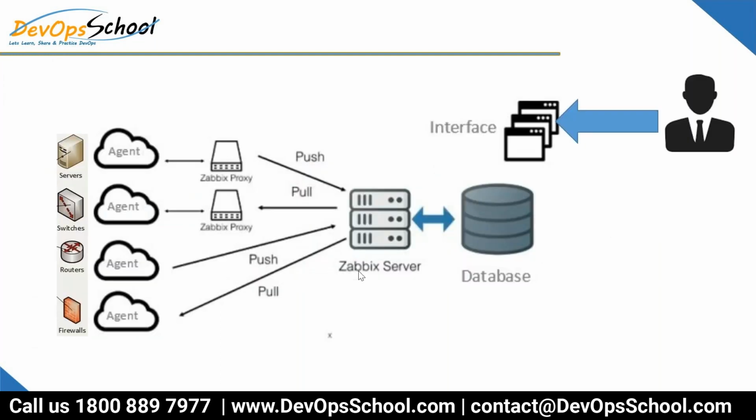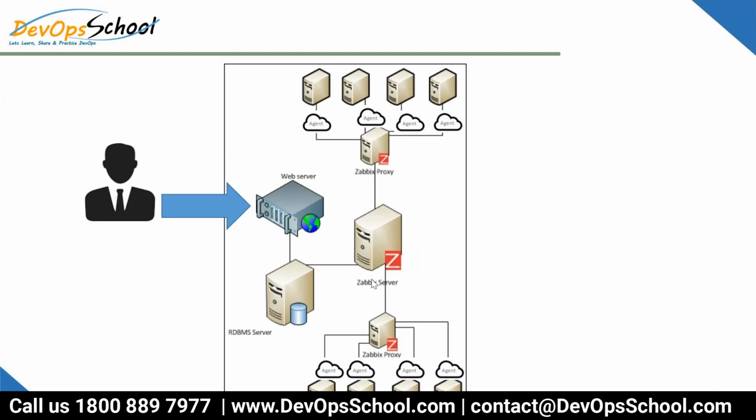A little bit more complicated. Are you comfortable with this image? Okay. Now, a little bit more. See that here. So here you see multiple servers are sending the data to the proxy, and the proxy is buffering to the server, and the server is pushing the data to the database, and from the web you are able to see this is you.